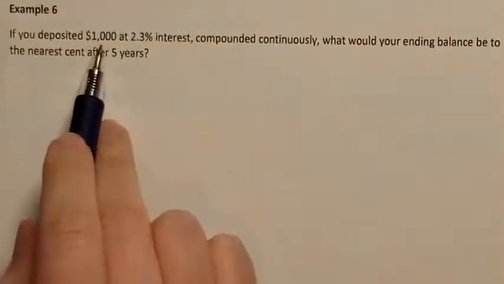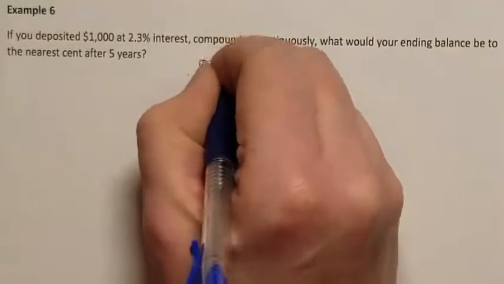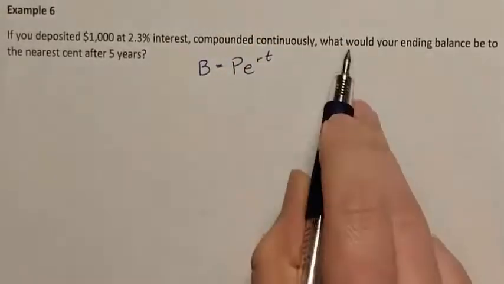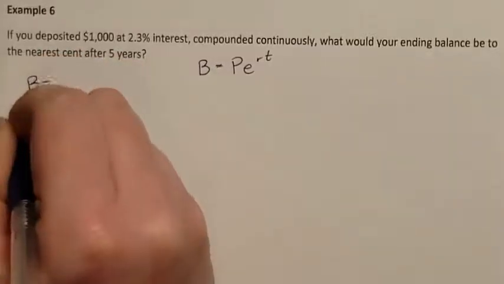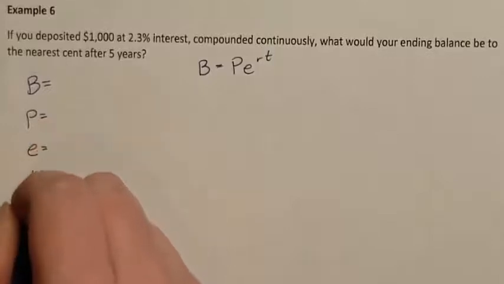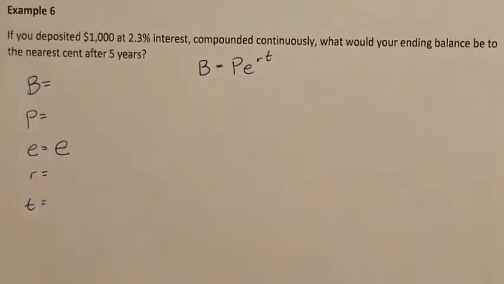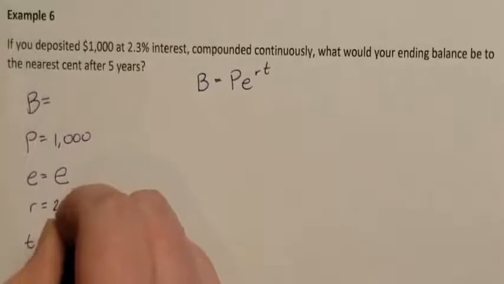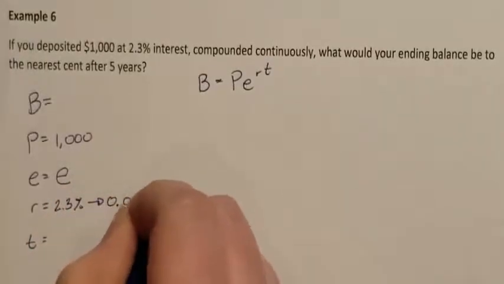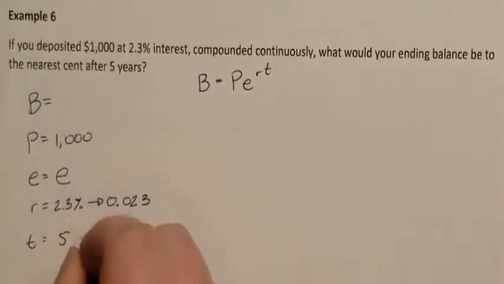If you deposited $1,000 at a 2.3% interest rate, compounded continuously, so that means that I end up needing this formula instead, what would your ending balance be to the nearest cent after 5 years? So B, P, e, r, and t are the variables in the problem. e is not a variable though. e is actually a number that we're going to keep as e for right now because our calculator, just like pi, knows what the number e is. So if you deposit, rate is 2.3%, converting that to a decimal, compounded continuously, what would your ending balance be after 5 years? t is then 5 years.